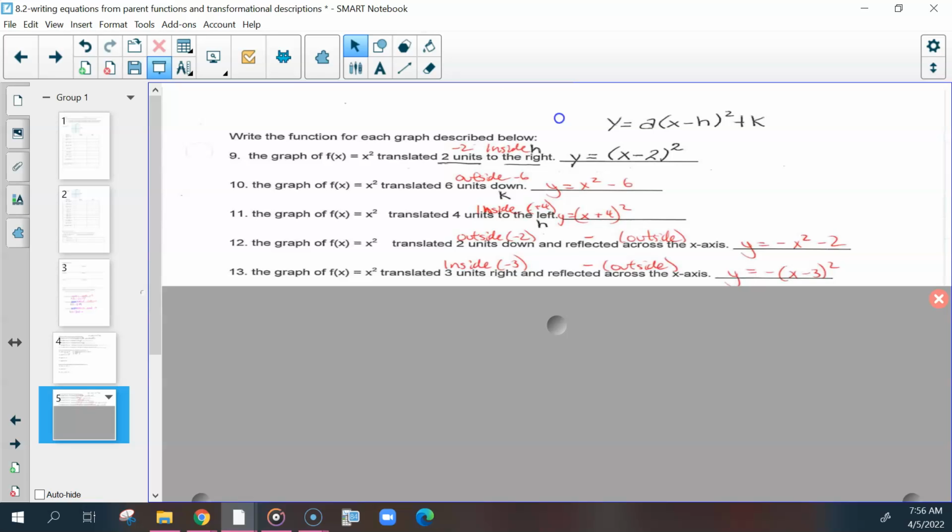Remember, there were two things, translated 2 units down and reflected across the x-axis, which were both outside things. So y equals or f of x equals negative x squared minus 2. Negative a in parentheses x to the second power. So your a value is the negative one, so you don't have to put a.